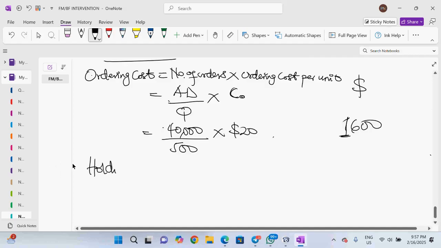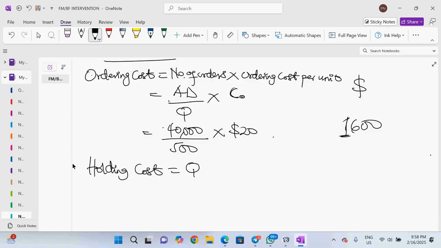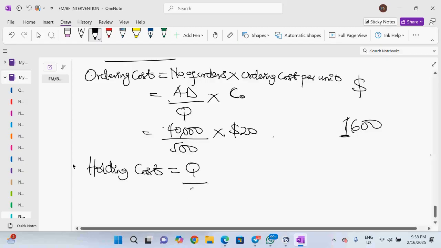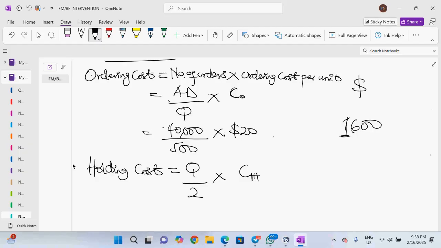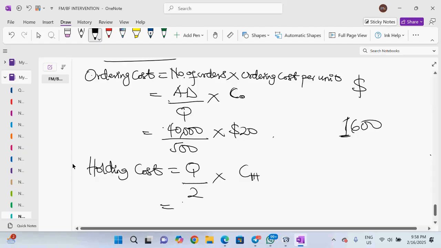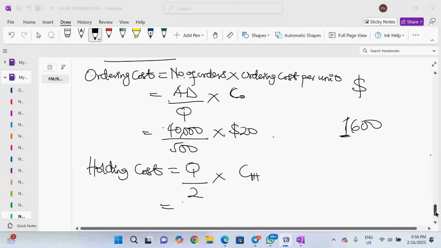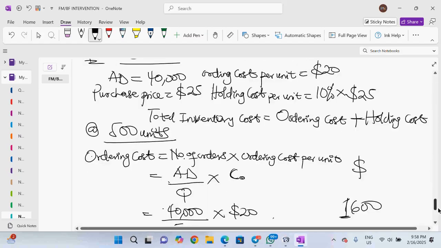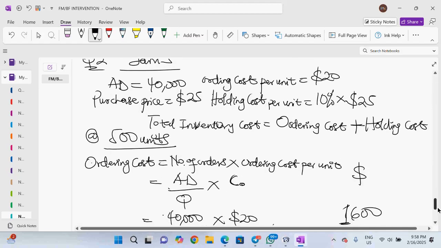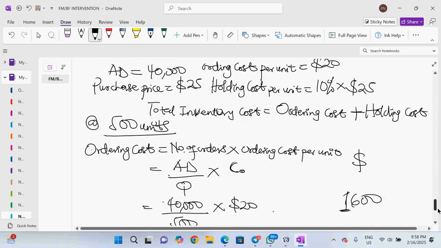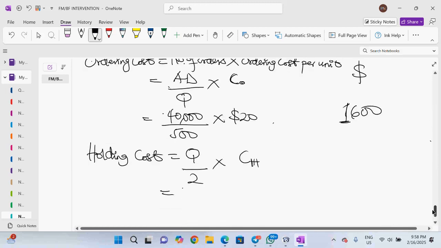Holding cost, what will be our holding cost? Holding cost is the Q, the order quantity, over 2 times the holding cost per unit. So what is the quantity? What is the Q? Q is 500.